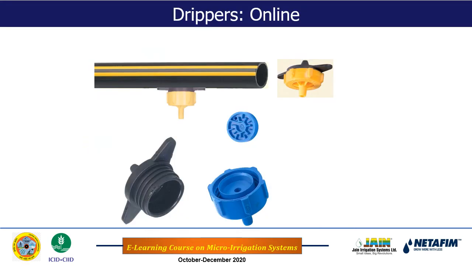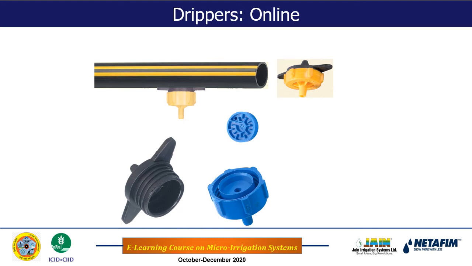But let's come to the first category, that is the drippers, online or inline. As you see here, the drippers are mounted on the lateral, and therefore these are known as the online emitters. So these are mounted on the laterals. And when the emitters are integrated inside the lateral, then we call these the inline emitters. I will show the picture of the inline emitter later on.